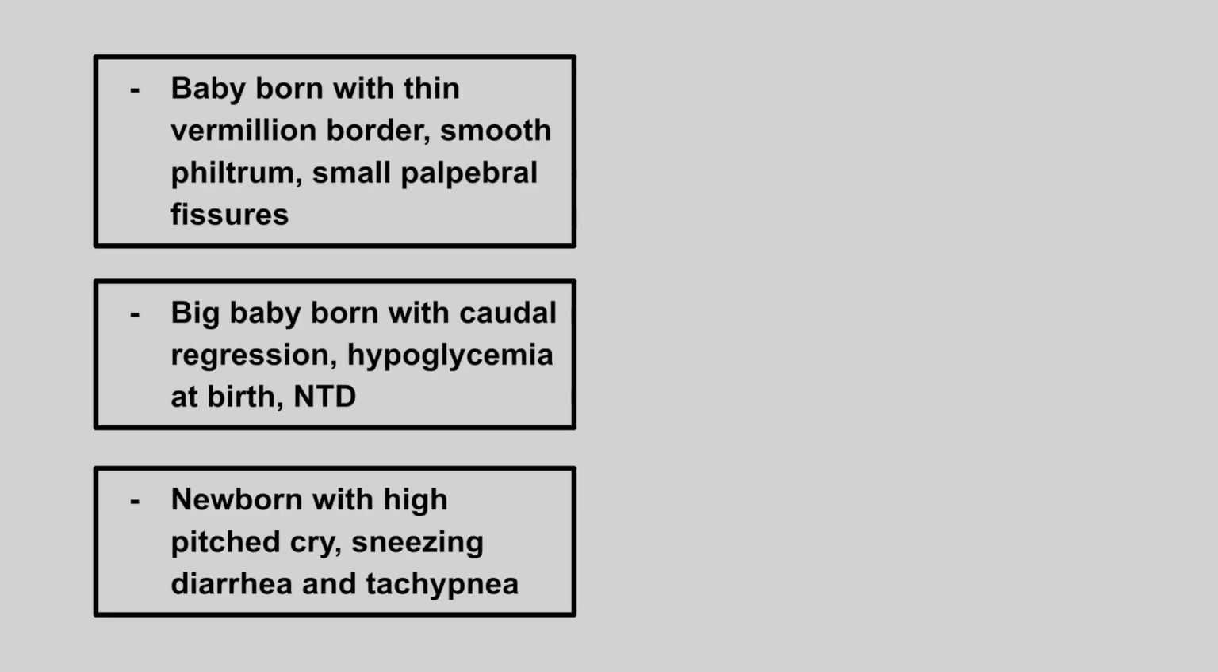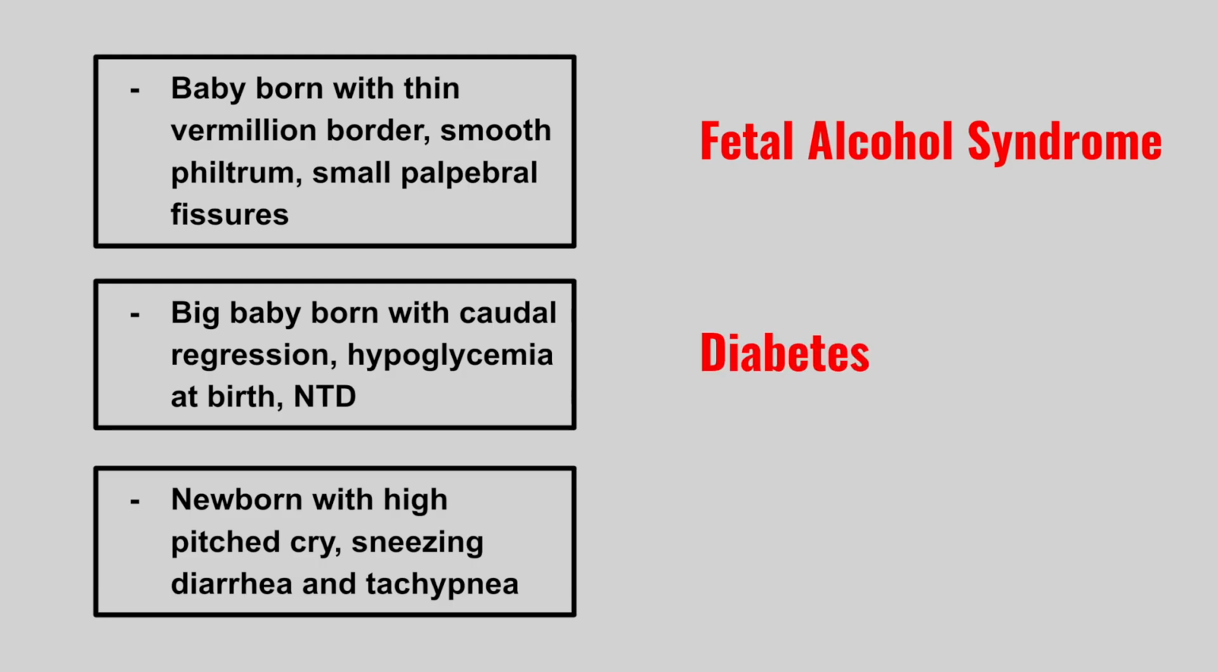Next, we have a condition where the baby is born with thin vermilion border, smooth philtrum, and a small palpebral fissure. So this is fetal alcohol syndrome. Next, we have a big baby born with caudal regression, hypoglycemia at birth, and neural tube defects. So this is diabetes.